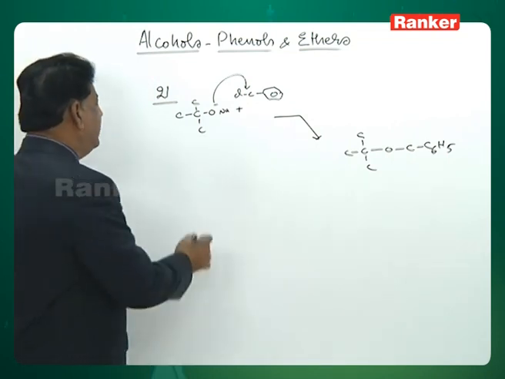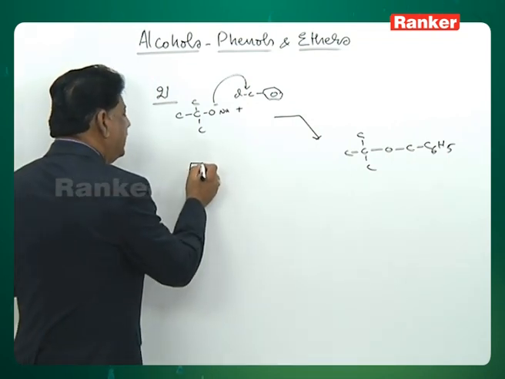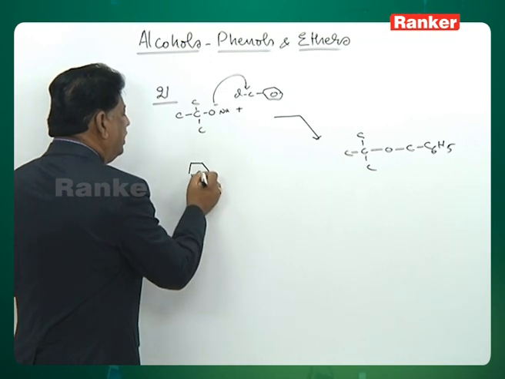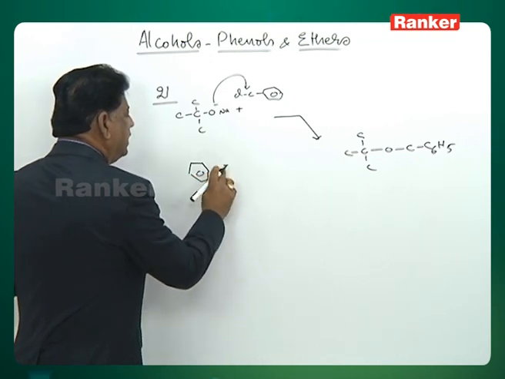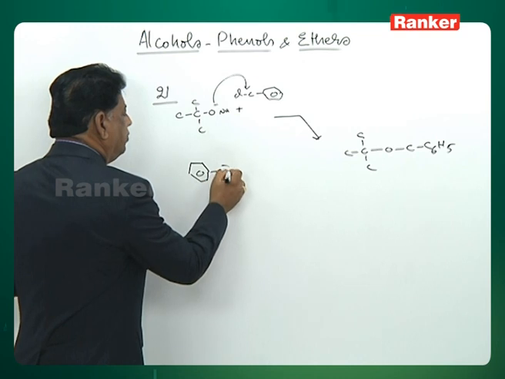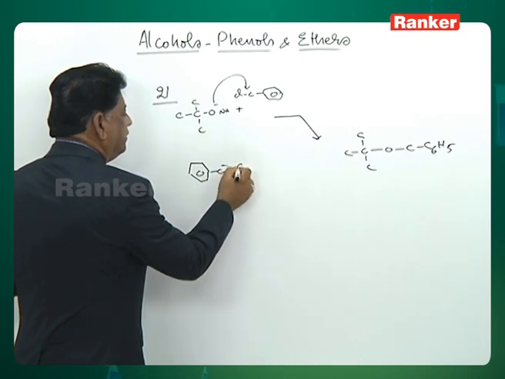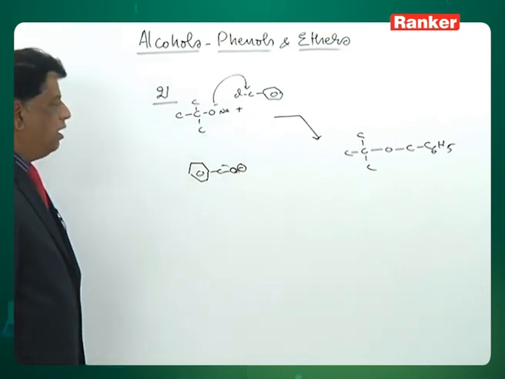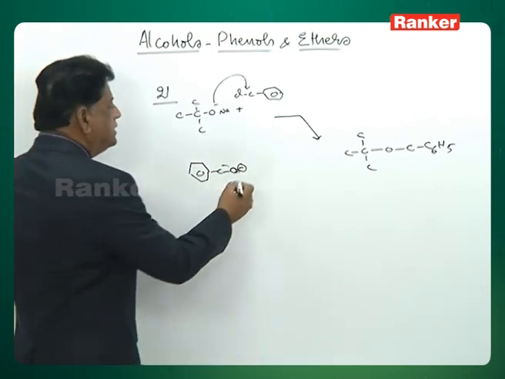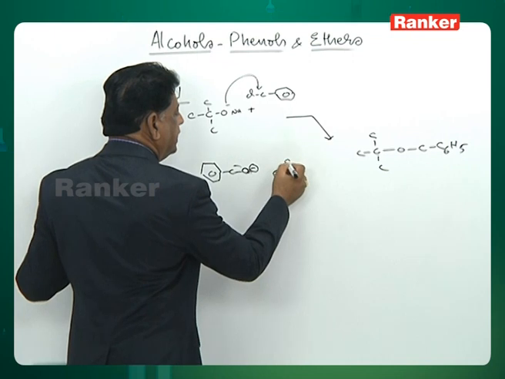The other way is you take benzyl alcohol as a compound, the CH2O minus benzyl alcohol salt, and the tertiary compound as an alkyl halide.